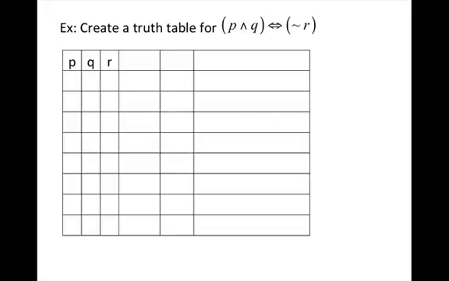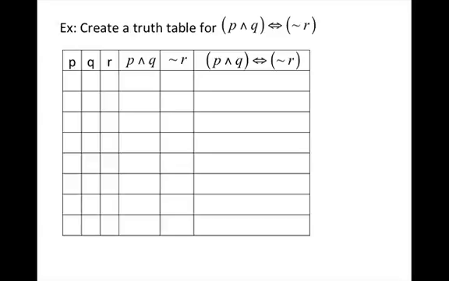Now in our final example, we have P and Q if and only if not R. So to build this truth table, I begin with the three variables, the P, Q, and the R. I need a column for P and Q. I need a column for not R. And then I need a column for my original statement, the P and Q if and only if not R.